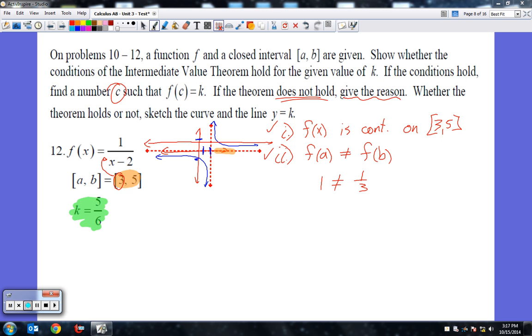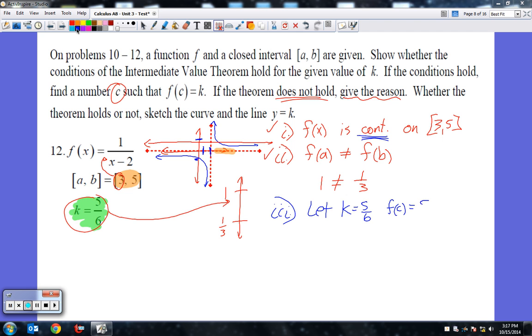I can keep going. The k that they've given us is 5/6. Here's the question I need to ask myself before I move forward. The y value of 1, the y value of 1/3, does this 5/6 occur somewhere in between? Yes, in fact, it does. Because it does, and this is a continuous function, we can go ahead and go to the third one. The theorem is still holding. We'll say let k equal 5/6, which is f of c equal to 5/6.